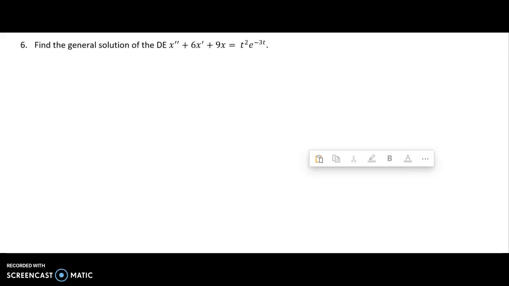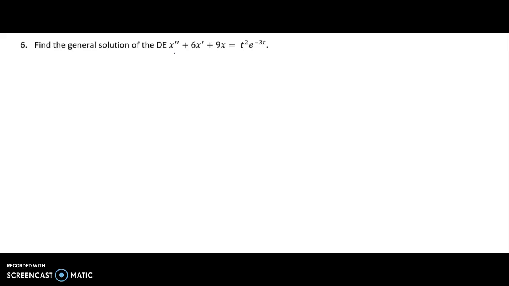Question 6 here. We're just finding the general solution to this one. X double prime plus 6x prime plus 9x is equal to t squared e to the negative 3t. You may already see this looking at this, and we've done a fair amount of practice with these, but this one has both repeated and duplicated roots.